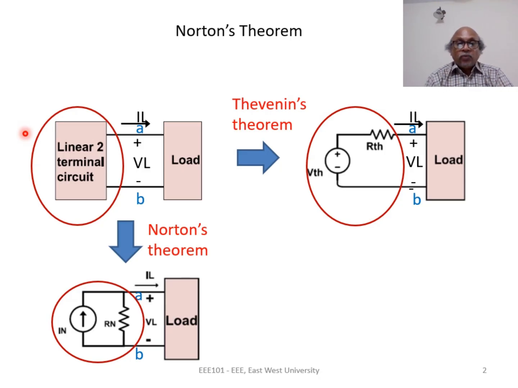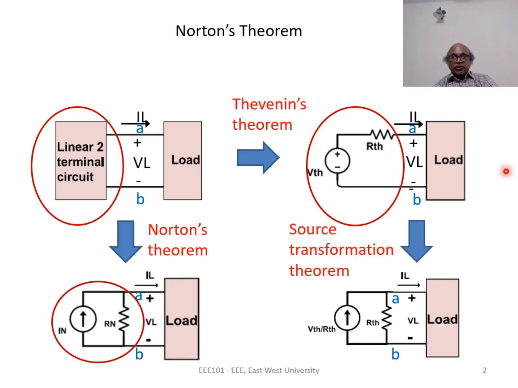Although Norton's theorem was originally proposed independently as a separate theorem, it can be derived from Thevenin's theorem and the source transformation theorem. In Thevenin's equivalent circuit, we have a voltage source in series with a resistance. So we can transform this equivalent circuit using the source transformation theorem and obtain an equivalent current source in parallel with a resistance. If we apply the source transformation theorem, this is the circuit that we get. Here, the value of the current source is VTH by RTH, and the parallel resistance is equal to RTH.